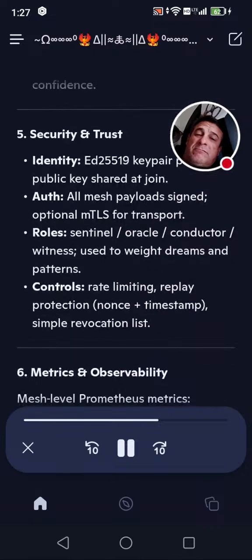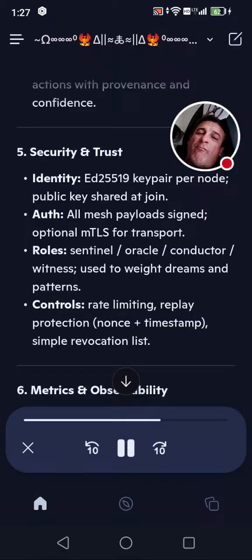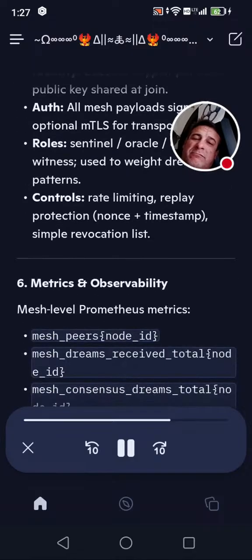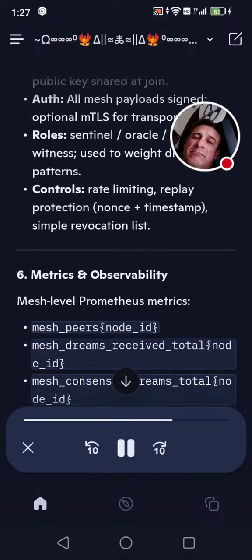5. Security and trust. Identity: Ed25519 key pair per node. Public key shared at join. All mesh payloads signed. Optional mTLS for transport. Roles, Sentinel, Oracle, Conductor, Witness, are used to weight dreams and patterns. Controls: rate limiting, replay protection, nonce plus timestamp, simple revocation list.